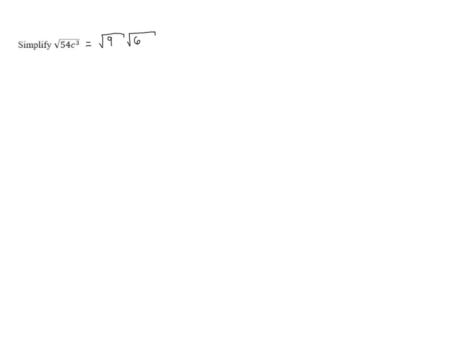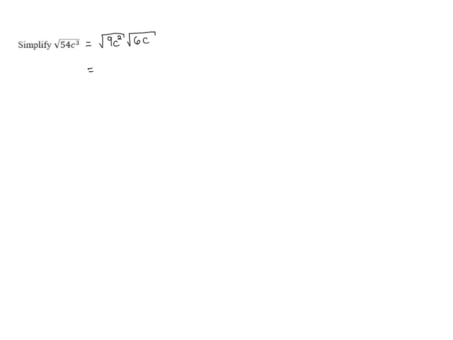And then c cubed is not a perfect square. If it was c squared, it would be a perfect square, but it's c cubed. So even though it's a variable expression, we're still going to split it up into something that's a perfect square and something that isn't. We know that c cubed is divisible by c squared, and c squared is a perfect square. So we can pull out that c squared, and the c squared goes in the first radical, and then that leftover factor of c stays in the second.